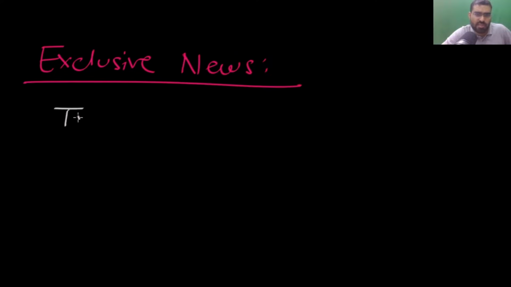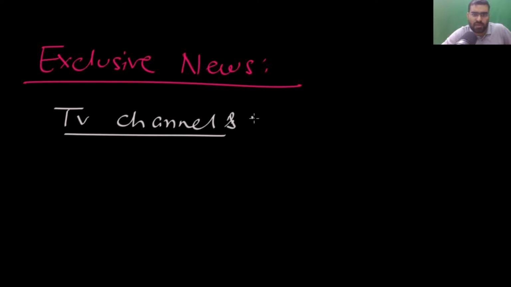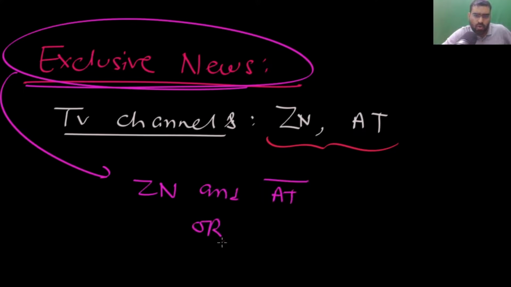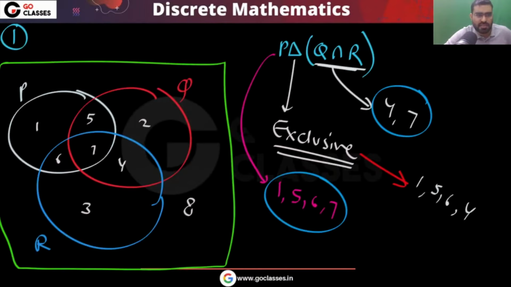Let's assume there are two TV channels. For example, one is G News, another is Aaj Tak. Exclusive news means that either G News has it and Aaj Tak does not have it, or Aaj Tak has it and G News does not have it. This is called exclusive news, right? Yes or no?